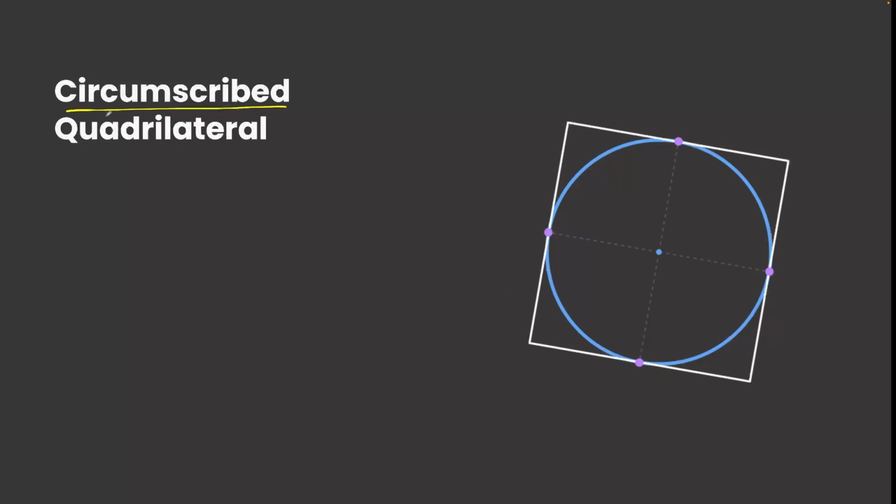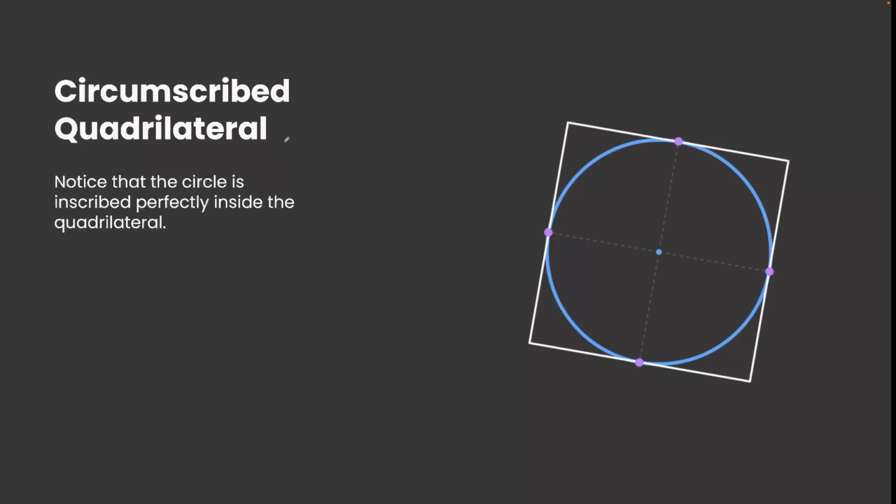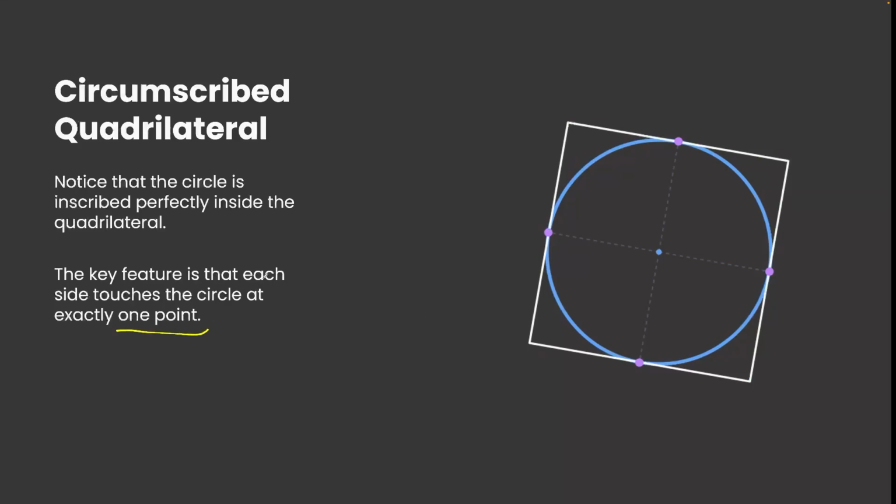That is the idea of circumscribed. Scribe means drawn, circum means around. And you know what a quadrilateral is. Notice that the circle is perfectly inside the quadrilateral. So what does this mean? It is not just randomly outside the circle. It is touching the circle at exactly these points. So the key feature is that each side touches the circle at exactly one point. That is the key feature of this circumscribed quadrilateral.